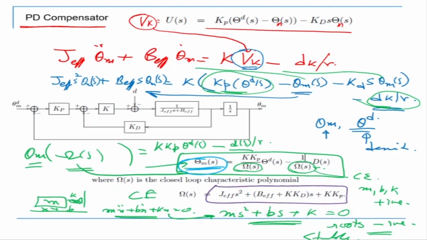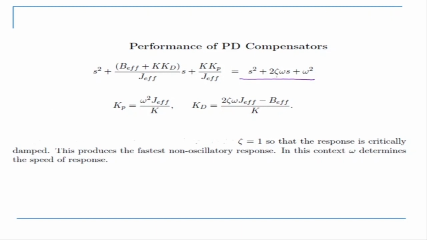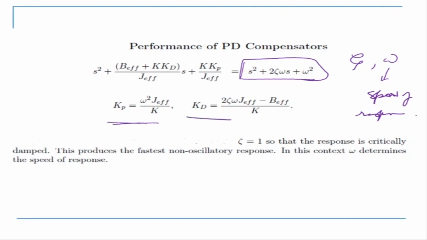Okay, we can write it effectively in this way, in terms of s squared plus 2 omega zeta s plus omega squared, and omega and zeta are called the natural frequency and the damping ratio. So we are writing it in terms of zeta and omega. Omega determines the speed of response. Now we can write it in this form, and what we are getting is Kp is equal to omega squared J effective by K, and Kd is equal to this.